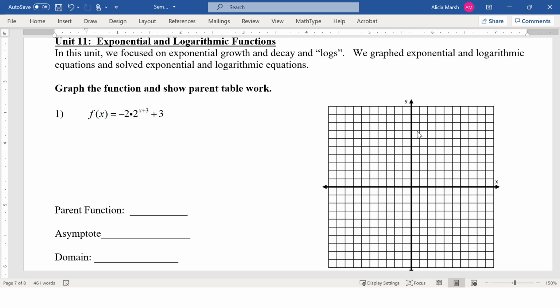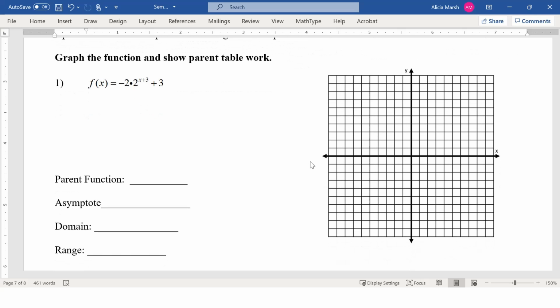In this unit, we focused on exponential growth and decay, and we also graphed some logs and exponential equations as well as solving them. The first thing that we accomplished in this unit was graphing of an exponential function. The very first thing we always had to identify was the parent function. Now remember, your parent function is the guy with the base to the power. So my parent function in this case is y equals 2 to the x.